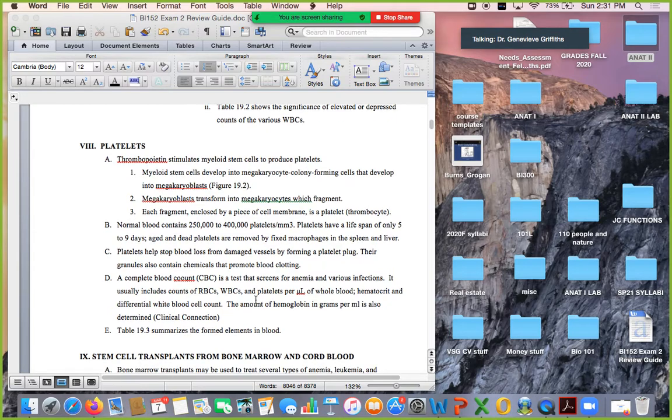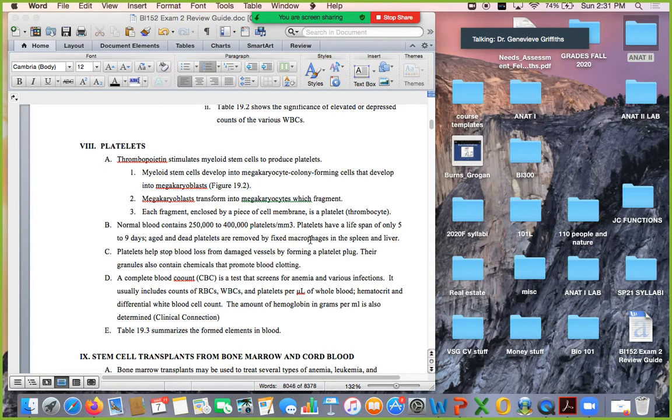Okay, so let's move on to platelets. As you remember, platelets are going to come from megakaryocytes. Megakaryocytes come from myeloid stem cells, so these stem cells turn into megakaryocyte-forming cells that turn into megakaryoblasts. Megakaryoblasts turn into megakaryocytes. Megakaryocytes fragment into many, many different platelets. We have quite a lot of platelets per millimeter cubed of blood, approximately 250 to 400,000.